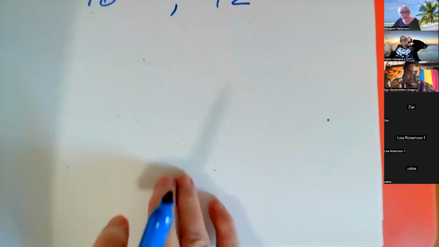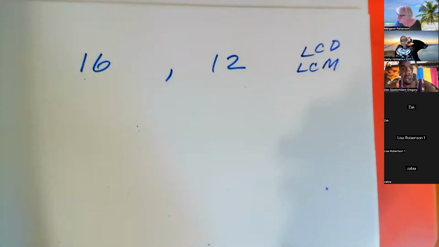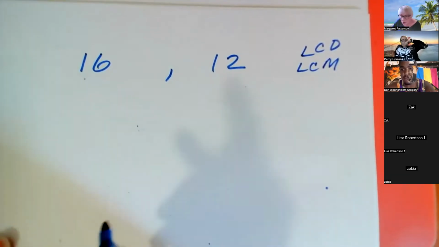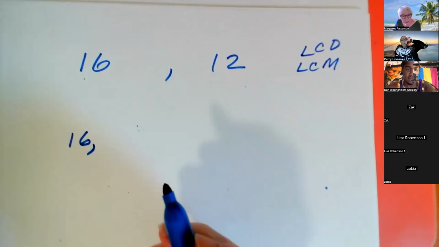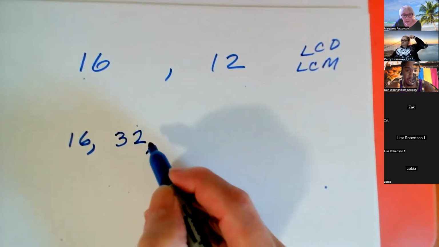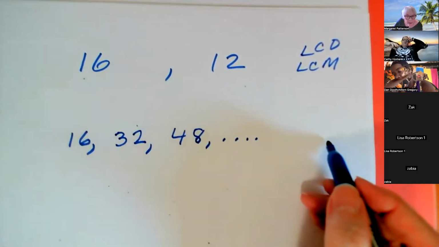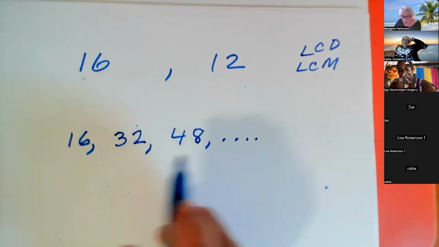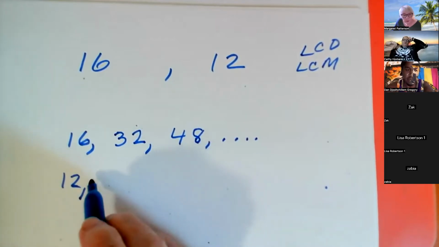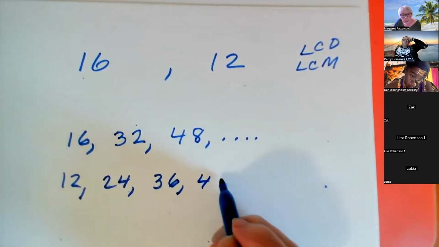So now back to this one, the 16 and the 12. Those were the two numbers that you had to get the lowest common denominator or least common multiple. You could have done multiples. It just depends. 16 times 1 is 16. 16 times 2 is 32. 16 times 3 is 48. I can do it on the side, but that's what it's going to be. And then 12 times 1, 12 times 2, 12 times 3, 12 times 4.